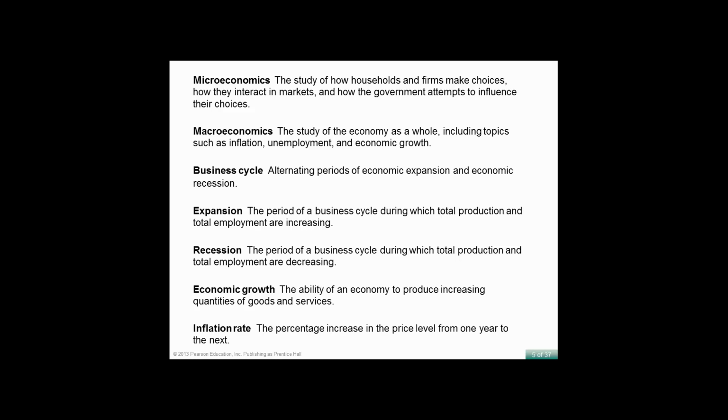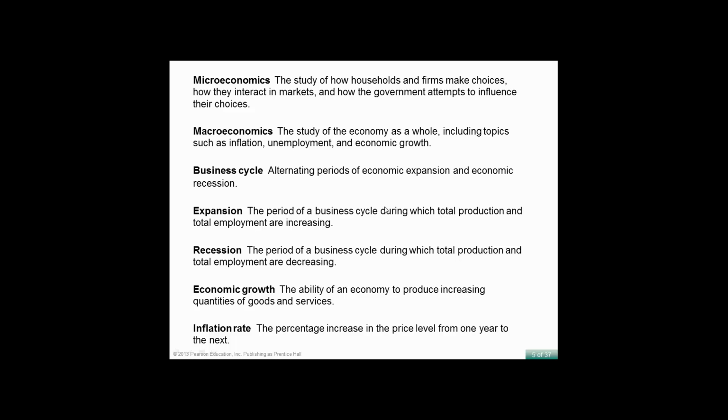Microeconomics is the study of how households and firms make choices and how they interact in the markets, and how government attempts to influence their choices. Macroeconomics, which is what we're studying, is the study of the economy as a whole, including topics such as inflation, unemployment, and economic growth. The first three chapters are part of both books, and now chapter 19 moves on to macroeconomics.